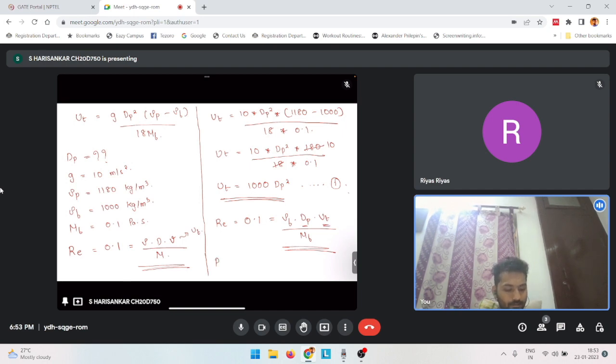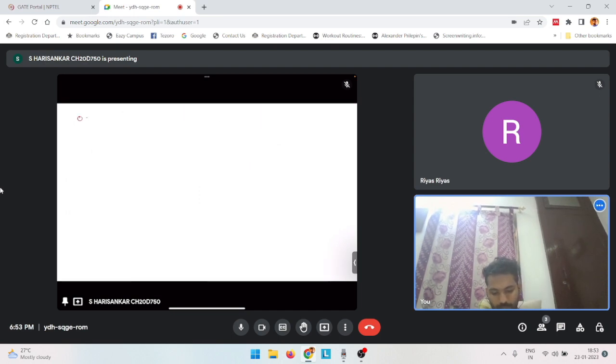So just substitute all these values here. The Reynolds number will be equal to 0.1, which is equal to rho f, that is 1000, into dp into ut by mu f. Let us write this again: 0.1 will be equal to 1000 into dp into ut by mu f, which is 0.1.